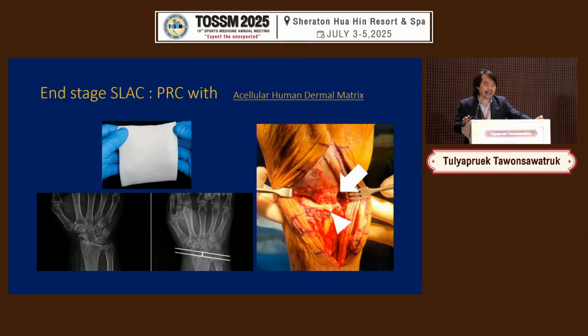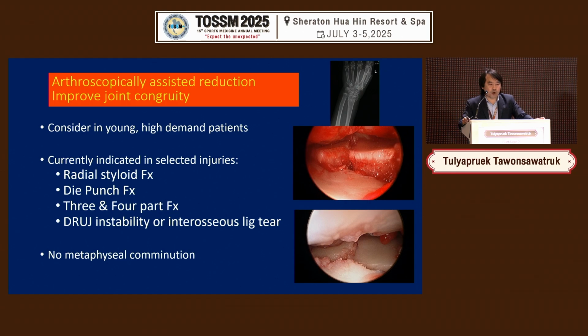So we try to create a new joint by using acellular human dermal matrix put in between the joint, even in grade 4. We believe that this can create a smooth motion for the wrist instead of fusion, and we maintain the preservation of the wrist joint. And this is an arthroscopic assist for the cartilage management as well.